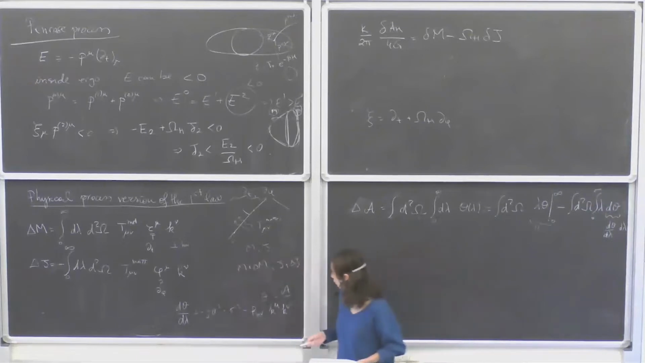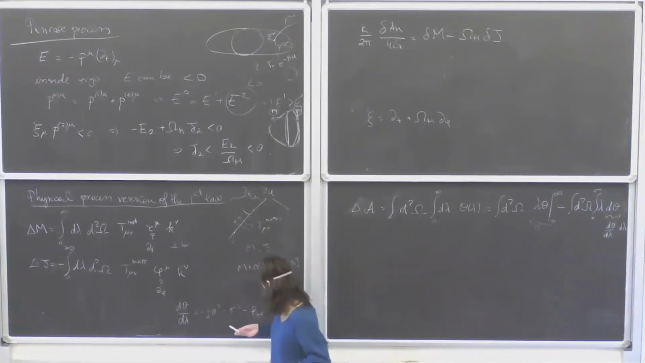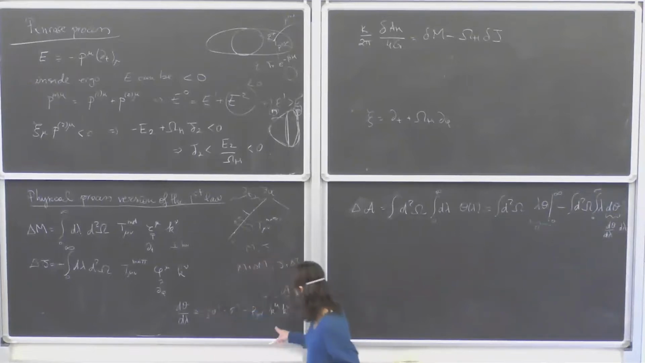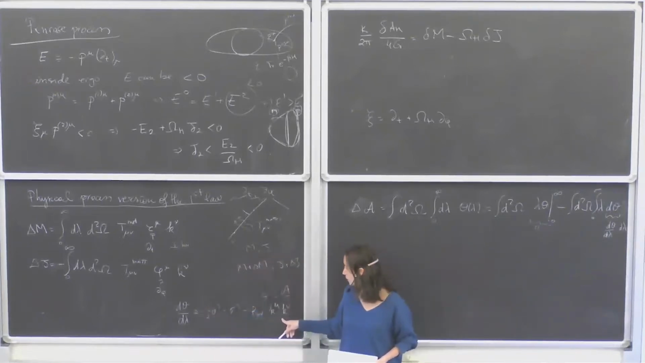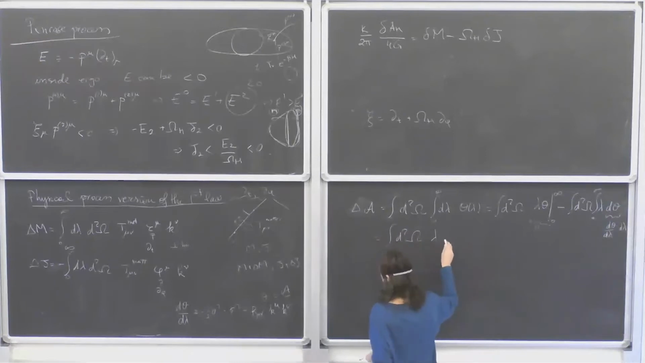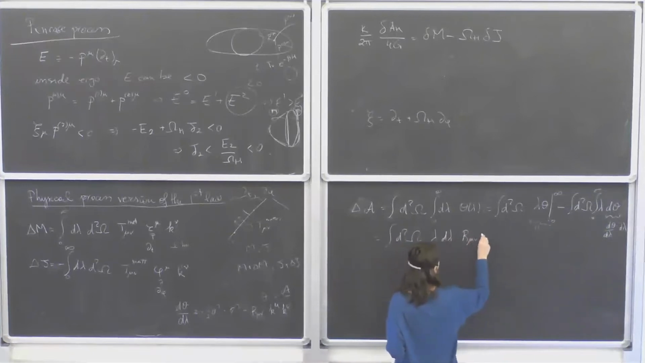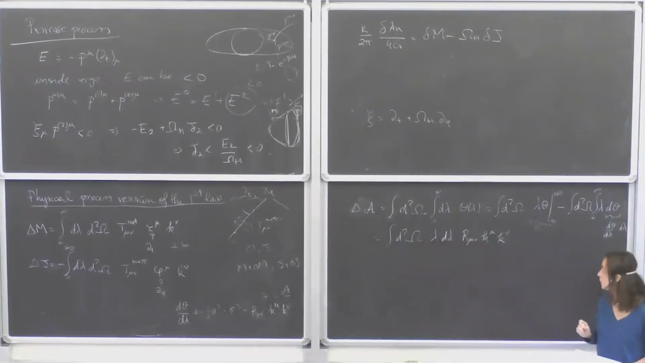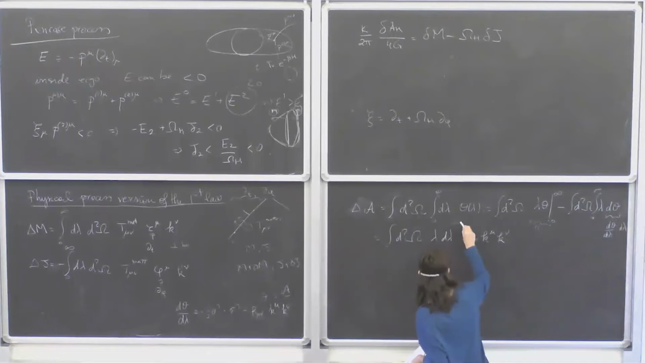Okay. So now what we want to assume is that even when it's non-zero, theta is going to be small. And this guy is also going to be small. So we can just approximate d theta by d lambda to be minus R mu nu k mu k nu. So this is going to be the integral of d squared omega d lambda times lambda times d lambda times R mu nu k mu k nu. So using Raychaudhuri's equation.